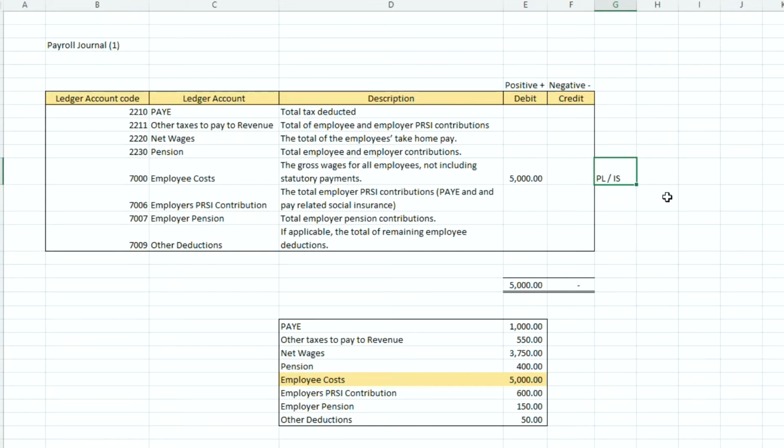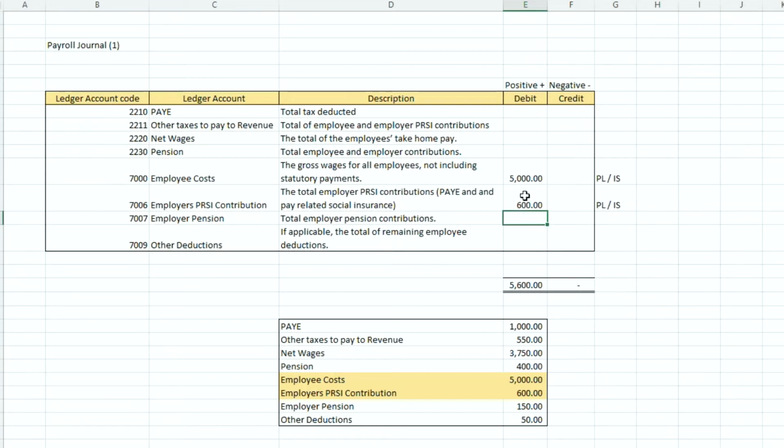Next, I would look at posting the employer's PRSI contribution. So that's just PAYE and pay-related social insurance. So again, that is a cost that needs to go into the P&L or the income statement. So that's £600. And then we move on to employer's pension.